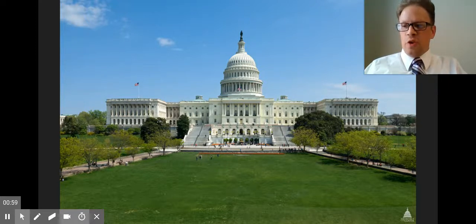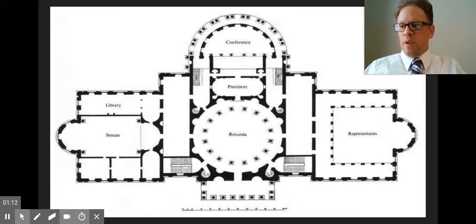Each term has 2 sessions, both that begin at noon on January the 3rd, and Congress adjourns its session pretty much as it sees fit. But generally speaking, it is pretty much in session year-round.